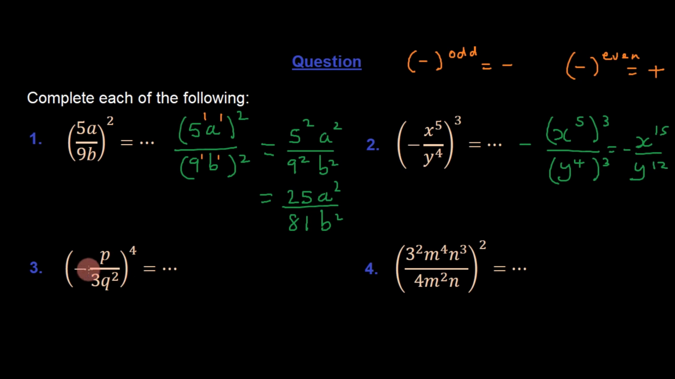In number 3, we once again have a negative inside the brackets, but in this case it's raised to an even numbered power. So we know the answer is going to be positive. We can apply law 4 to both the numerator and the denominator.